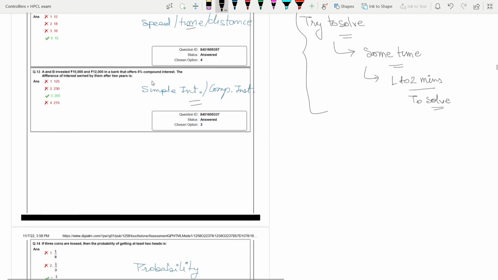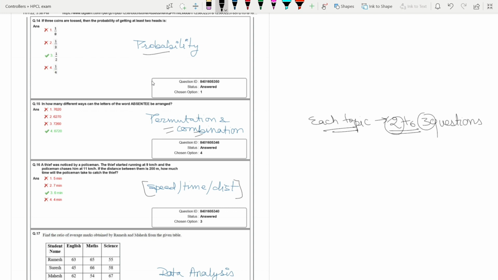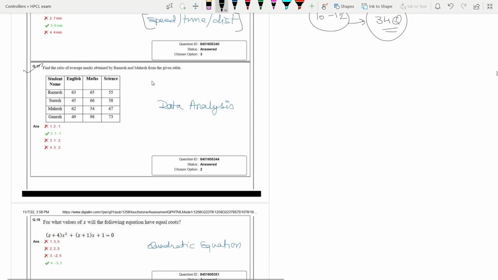The 14th is from probability, and again there is PNC, permutation and combination, and this is speed, time, distance. In general, from each topic there are 2 to 3 questions. There are just 10 to 12 topics, so you can say there are 34 questions, generally 2 to 3 from each. Again here is a data analysis question.